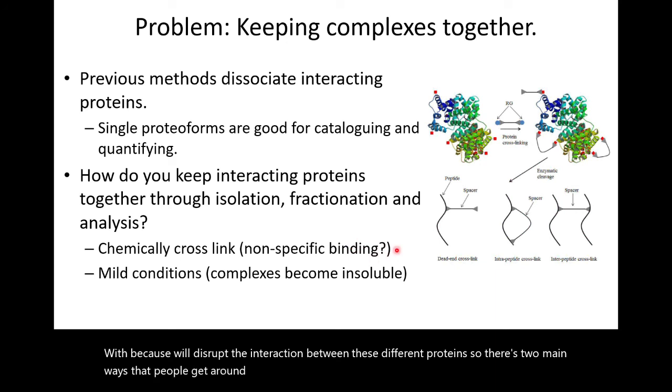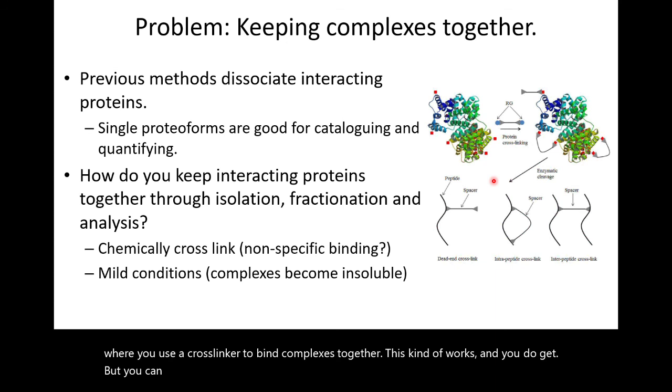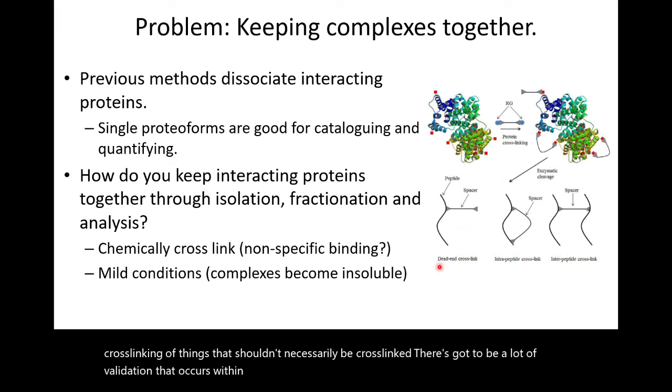The first one is this thing called chemical cross-linking, where you use a cross-linker to bind complexes together. This kind of works, but you can get non-specific cross-linking. You can get things cross-linked that shouldn't necessarily be cross-linked. There's got to be a lot of validation that occurs within these experiments. The other way of doing it is actually using milder conditions to try and stop the complexes from becoming insoluble.